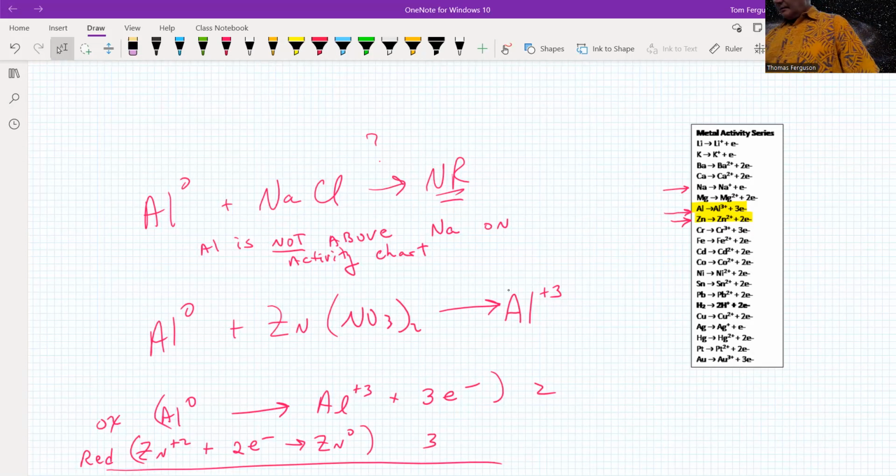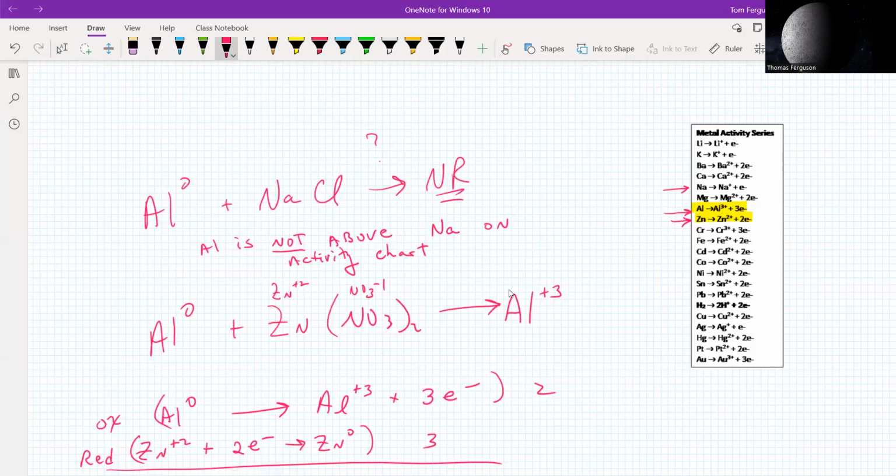Now, when you look at this equation here, the zinc is not zinc metal, it's a zinc ion. And the nitrate is a -1. That's why we need 2 of them. So zinc nitrate is Zn(NO3)2. Okay, so the aluminum goes to Al3+, and the zinc goes from zinc +2 to zinc metal. Let's do the half reactions now.